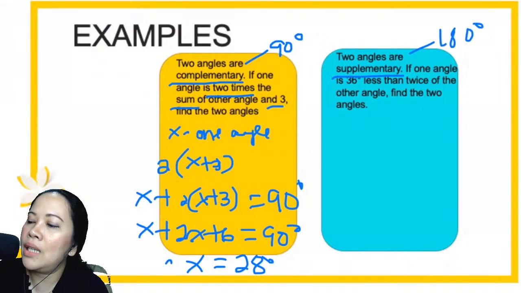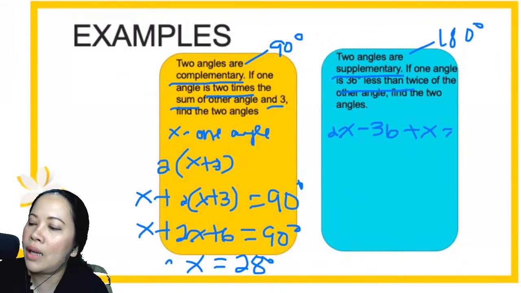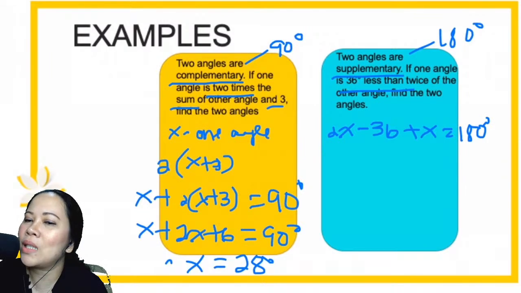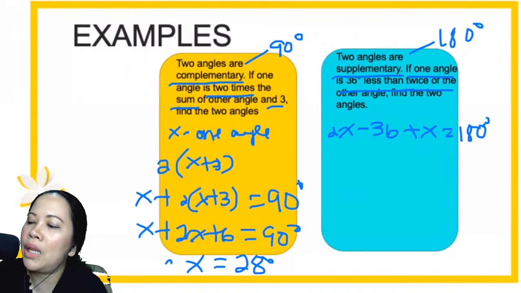If one of the angles is 36 less than twice, so 2x minus 36, that will be the other angle, and of course, x will be the angle. Always let x be that one angle. And then the remaining part of the question is how to write it down. So if one angle is 36 less than twice, so 2x minus 36.